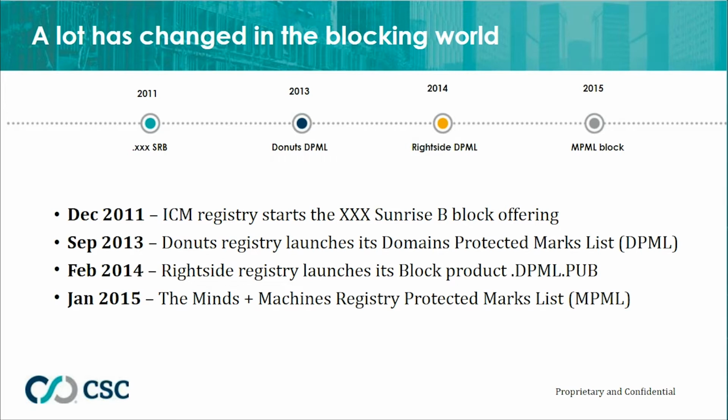Donuts was the first registry that started offering a new blocking service, and the Donuts DPML block covered a few hundred extensions at that time within the new GTLD program and gave brand holders a nice way to protect their marks without a need to defensively register the domains under these extensions. This was very much a welcome option by many brand holders, as it really gave a cost-effective way to protect their marks as new registrations continued to roll out.